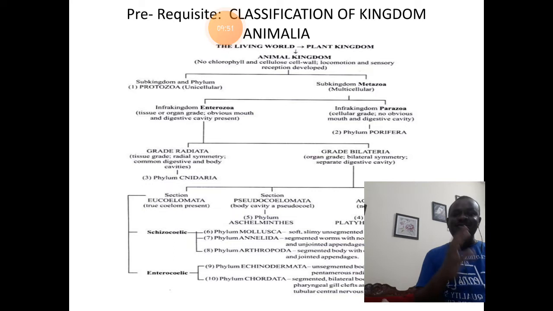So this group of organisms, the metazoans, is further classified into two groups based on the character called body grade of organization. So we are introduced to a new terminology, body grade. This concept of body grade of organization refers to how the body of an organism is made. So it is multicellular, no doubt, but how is their body made? That character we call body grade of organization.